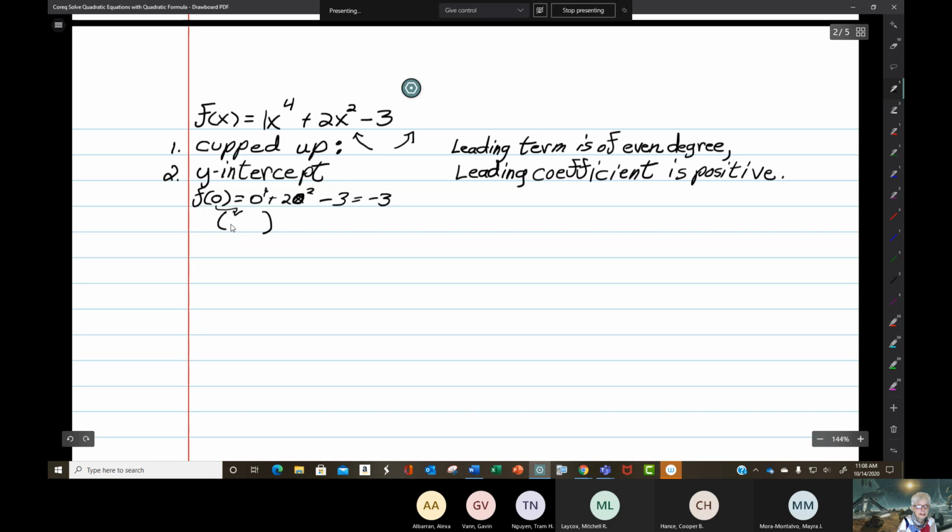The x-coordinate is 0 because you let all the x's equal 0. And the answer you got was -3. That's -3 on the y-axis. It's always good to be able to find the y-intercept.